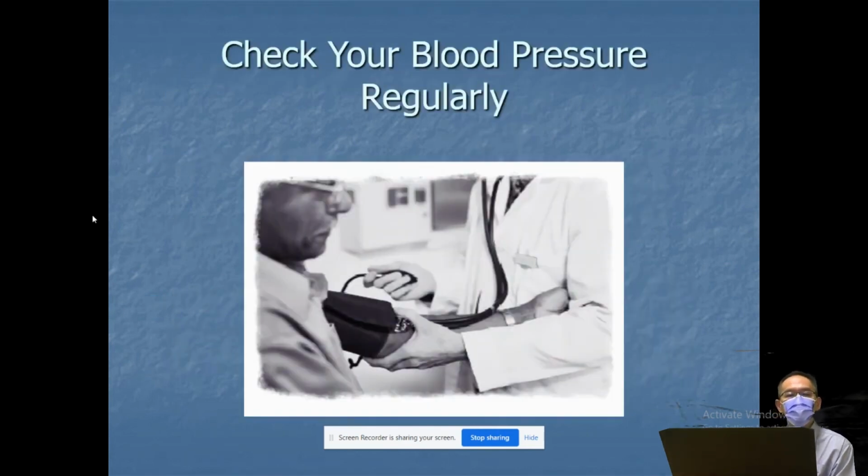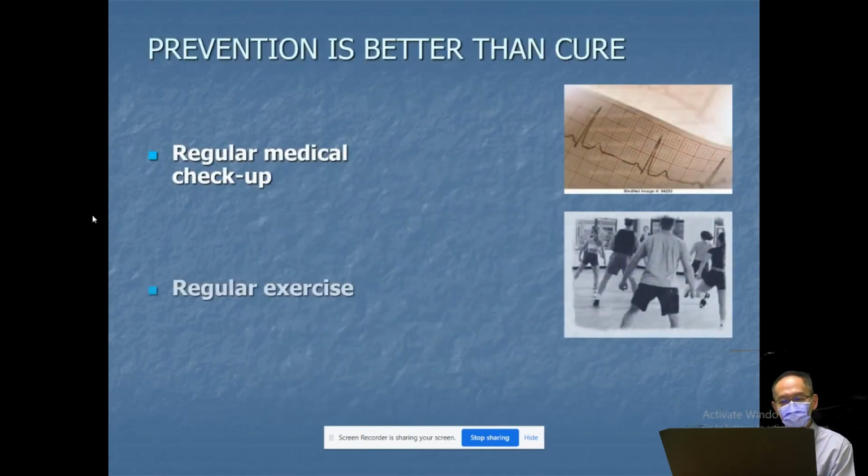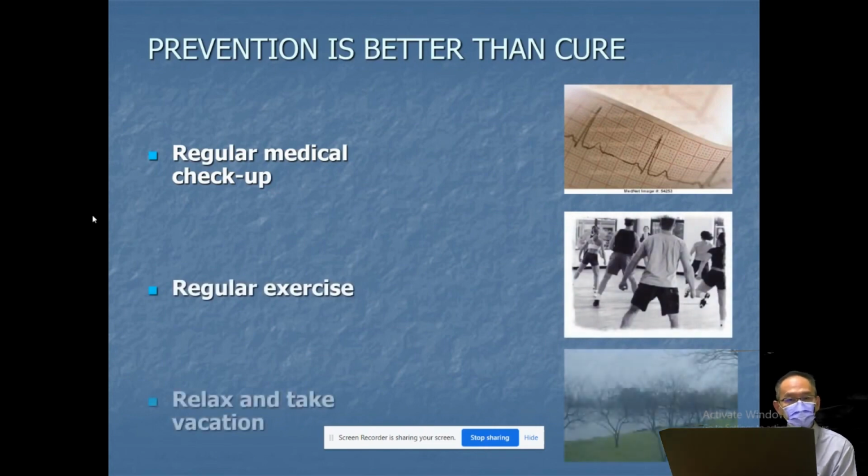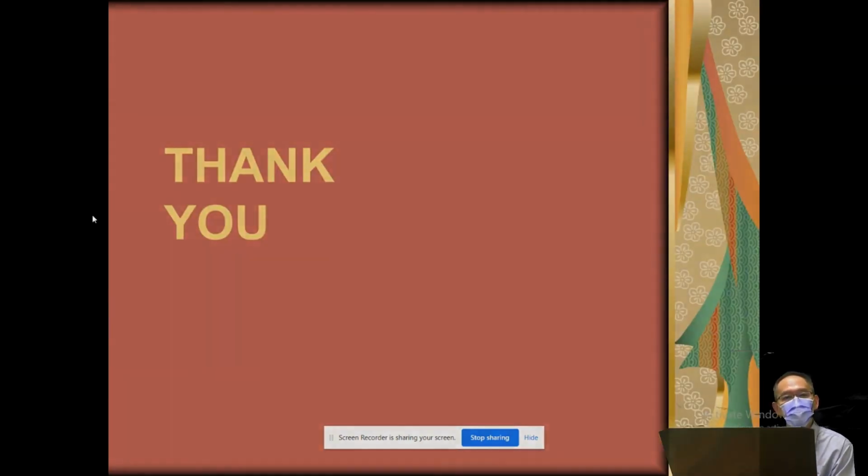And those with high blood pressure have to check their blood pressure regularly, make sure that it's well controlled. For those who do not have high blood pressure, detect it early, always check, go for a regular checkup. And the regular checkup is important because, for example, a stress test will be able to pick up the early disease even though the patient has no symptom. Regular exercise improves the cardiac workload. Relax and take a vacation. Right? Thank you very much.